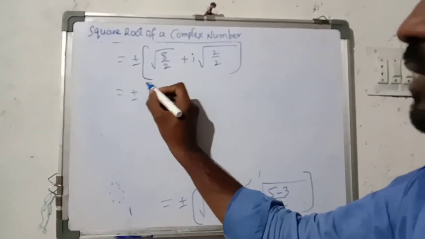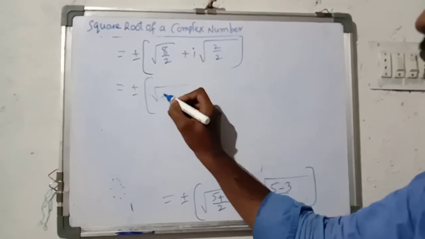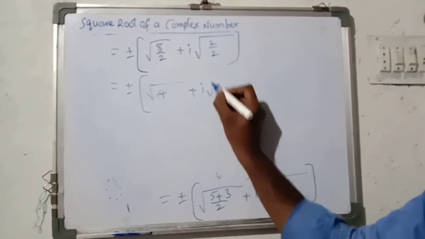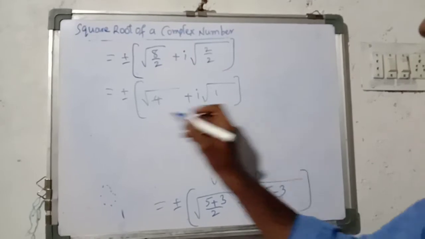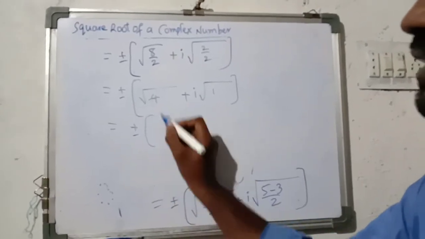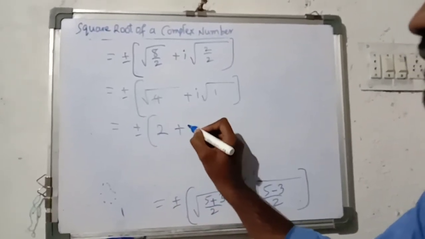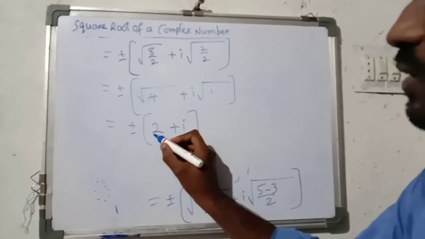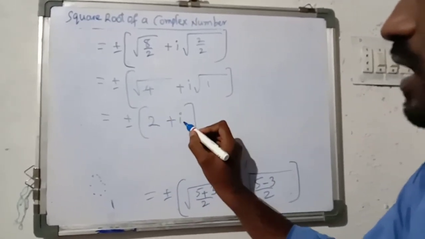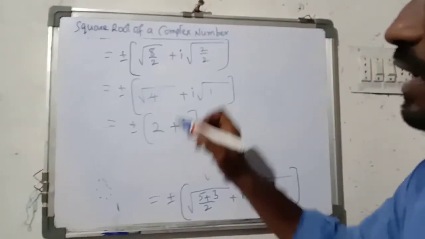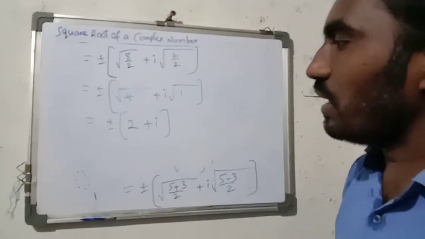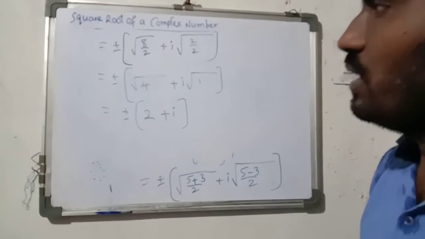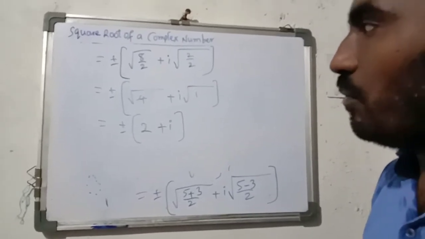So this equals plus or minus under root of 8 by 2, which is root 4, plus i into under root of 2 by 2, which gets cancelled and is 1. So this equals plus or minus root 4, whose value is 2, plus i into root 1, whose value is 1, that means i. So the answer is plus or minus (2 plus i). It is the square root value of the given complex number. In this way we will find the square root of any given complex number.